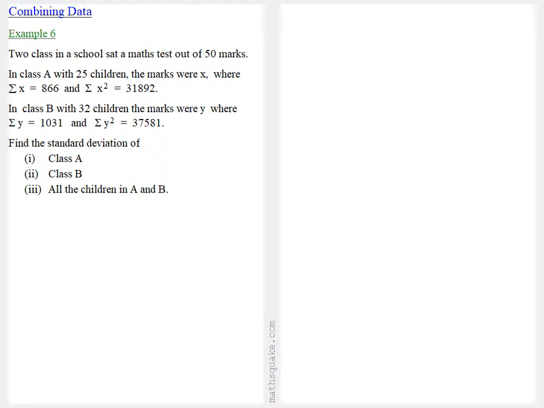In Class B with 32 children, if we label the marks y, then the sum of the marks, sigma y, is equal to 1,031, and the sum of the marks squared, sigma y squared, is equal to 37,581. Now we're asked in part 1 to find the standard deviation of Class A.